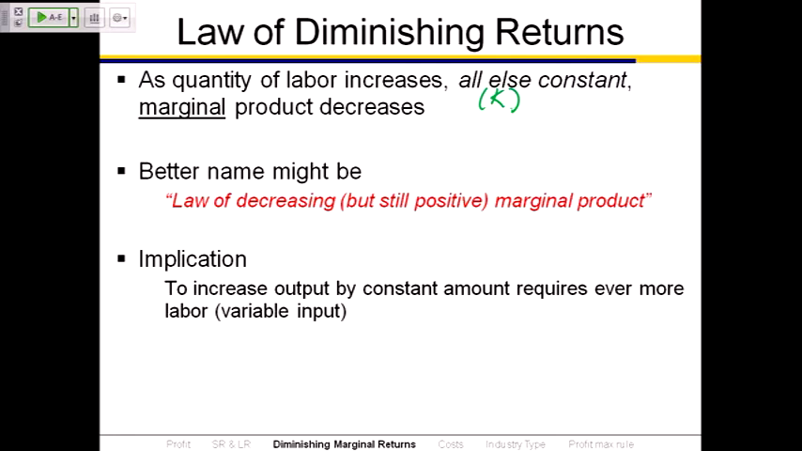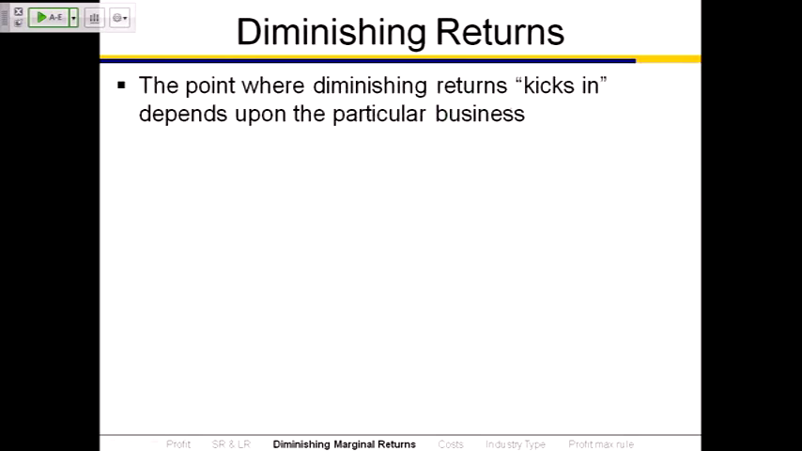The implication of the law of diminishing returns is that if we want to increase output by some constant amount, we want to increase output by 100 cups, another 100 cups, another 100 cups, another 100 cups, another 100 cups, to increase the output by a constant amount requires an ever-increasing quantity of the variable input, ever more labor. Just the same idea flipped on its head. It's the reciprocal. Law of diminishing returns is the quantity of labor increases, the marginal product decreases. Flip that idea over, what do you get? You get that for a constant increase in the amount of output that's being produced, it's going to require ever greater increases in the variable input, which we're calling labor. Now, these diminishing returns kick in at a different point depending upon how big the business is.